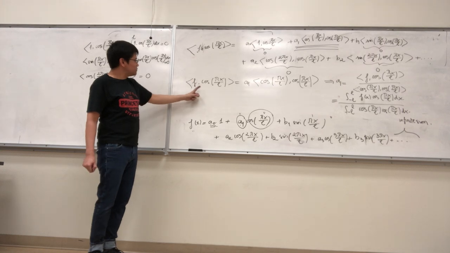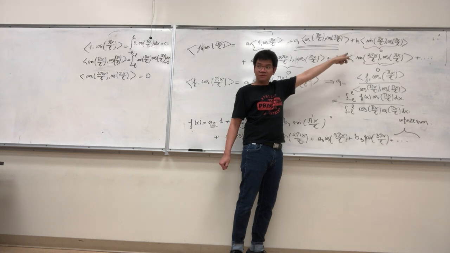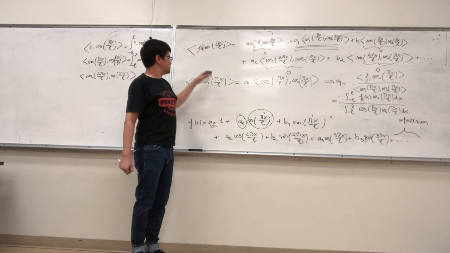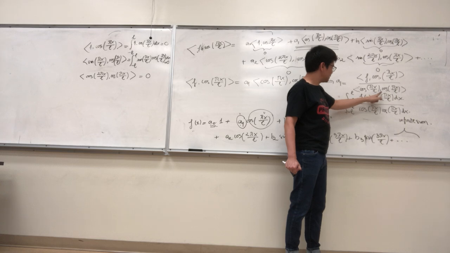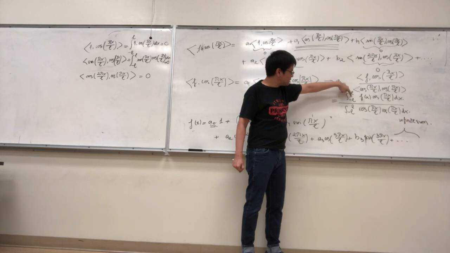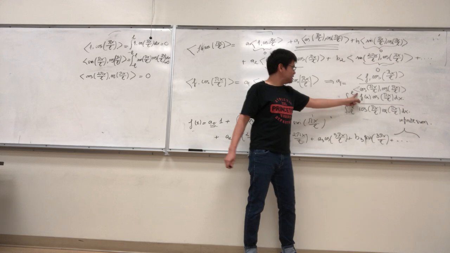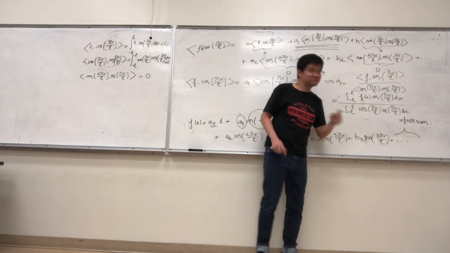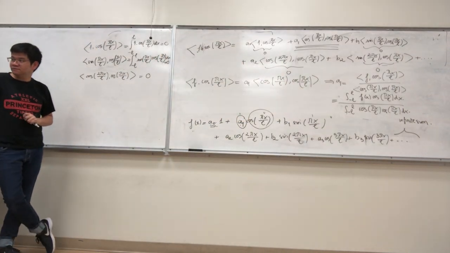So the leftover will be only this guy: a1 cosinus pi x over l cosinus pi x over l, right? So a1 will be the inner product of f and cosinus pi x over l divided by the inner product of cosinus pi x over l with cosinus pi x over l. And this inner product is defined to be the integral from minus l to l of f cosinus of pi x over l dx. And this inner product is going to be the integral from minus l to l of cosinus pi x over l cosinus pi x over l dx. Right? Questions? I'm still on the a0.